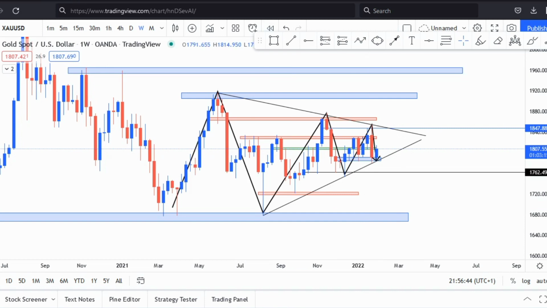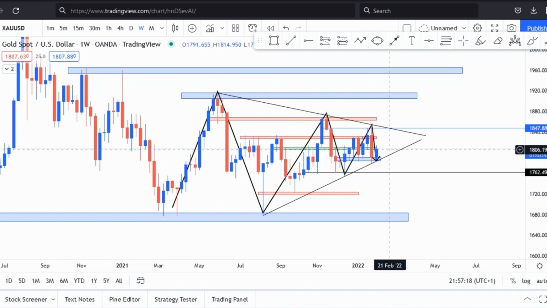Now the question would be, how do I trade this gold market if I'm not already in the trade? So if you're not already in the trade, there are two ways you can trade it. As you can see from these two levels here, the upper one and then the lower one, which form with the high and the low of this smaller candle here on the weekly time frame, which when you compare it to the bigger candle here, this is what we call an inside bar.